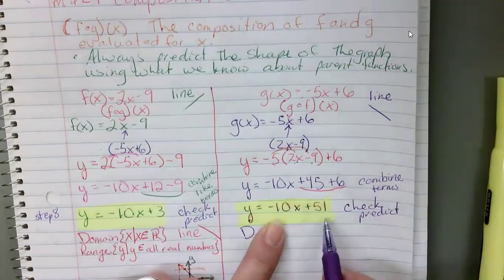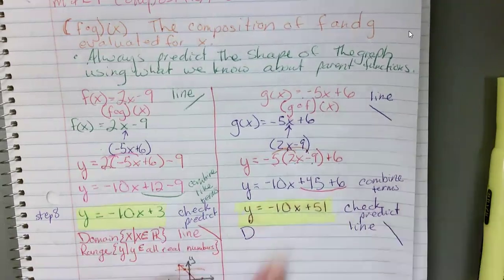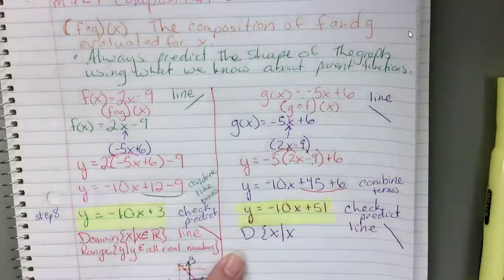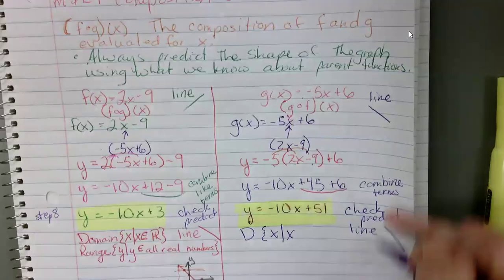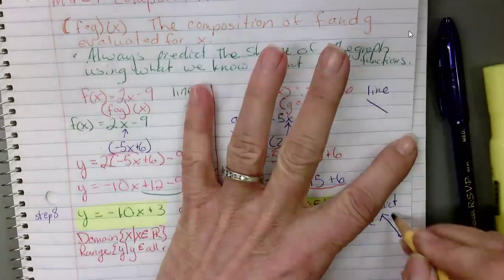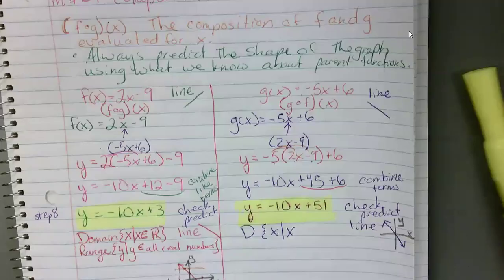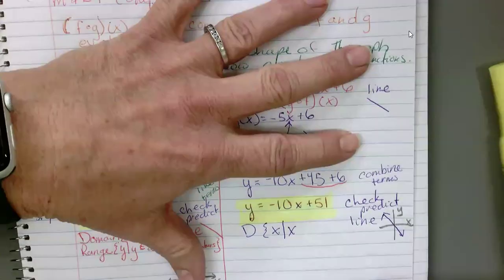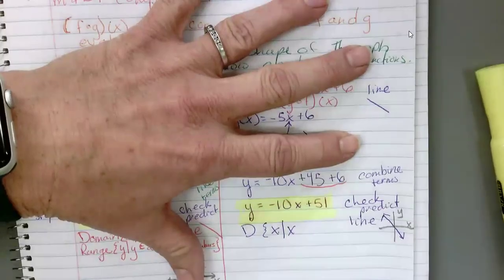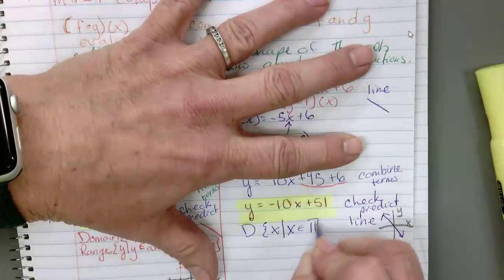Predicting, this is still going to be a line with a negative slope. All right, our domain is going to be x such that x. All right, if this line goes on forever and ever, and if it is on a coordinate plane, right, with an x and a y, any x will work. That purple line is going to cross all of our values for x. So we get x elements of all real numbers.